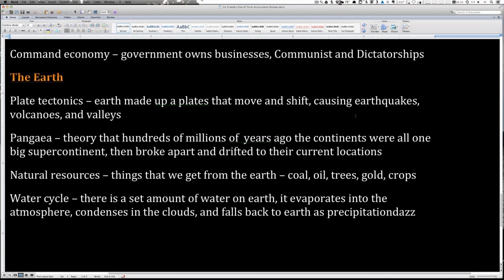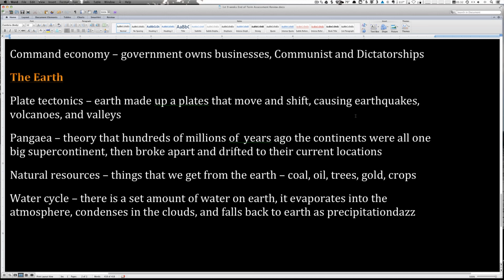Natural resources. Natural resources are things that we get from the earth, things like coal, oil, trees, gold, any of the crops that we grow, the animals that live on the earth. All of those things that the earth provides for us are natural resources. Some of those resources are renewable, like trees. If we chop down trees, we can then grow more trees. The wind is a renewable resource.